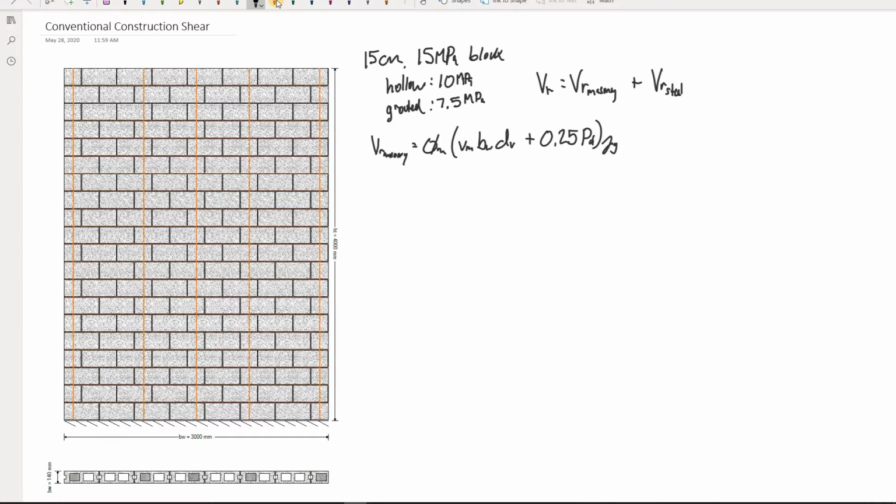Going through these terms, based on our wall here, we have things that we know and things that we don't. For example, we know for sure our resistance factor is 0.6. Our vm, I'll come back to later because it has its own expression. The thickness of the web in this case is 140 millimeters, which is our bw. And our dv is 0.8 times the length. If our length here is 3 meters, 80% of that is 2,400 millimeters.